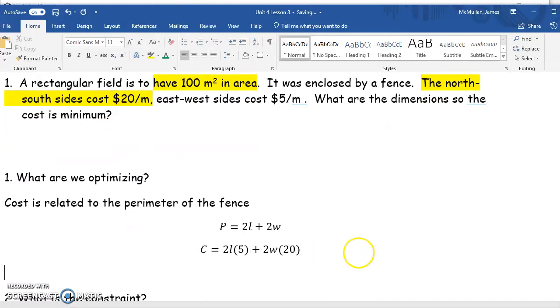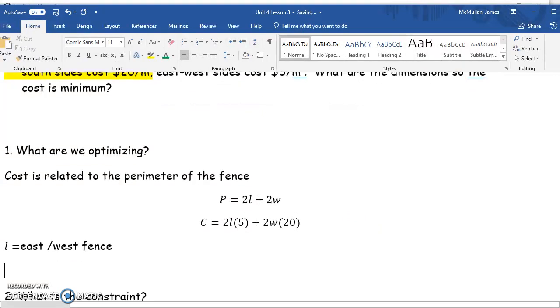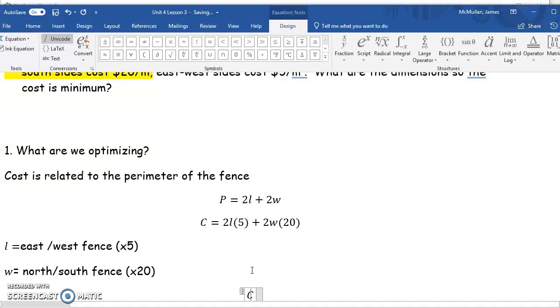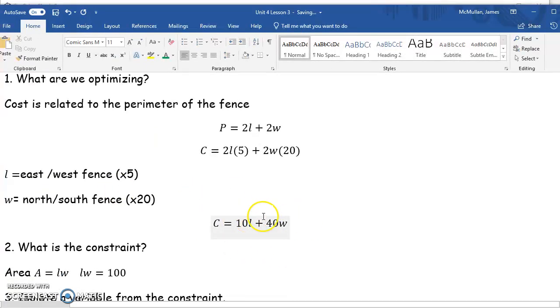And so what we're saying here is that L is equal to the east-west fence, and W is equal to the north-south fence. So this is why this one is multiplied by 20, and this one is multiplied by 5. You want to think about why I'm doing this, in terms of creating an equation that models the cost. So we've created a cost equation that is 10L plus 40W, and that is the equation that we are trying to minimize. Of course, this has two variables right now, an L and a W.